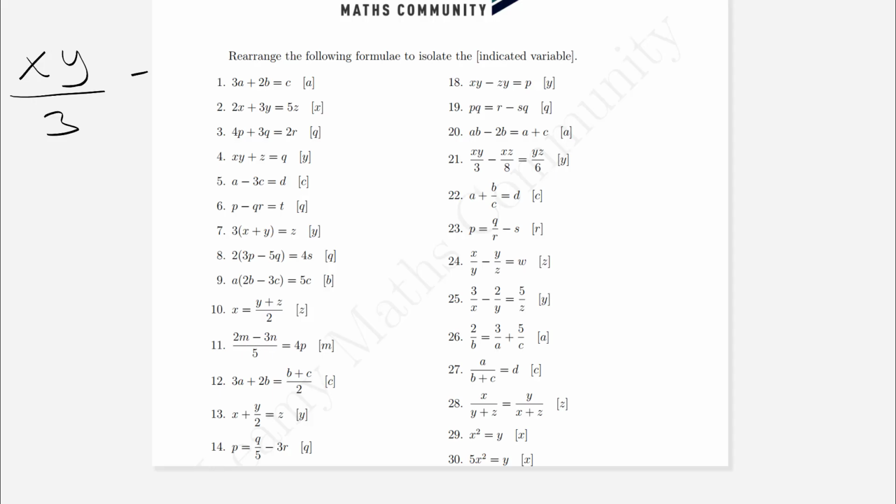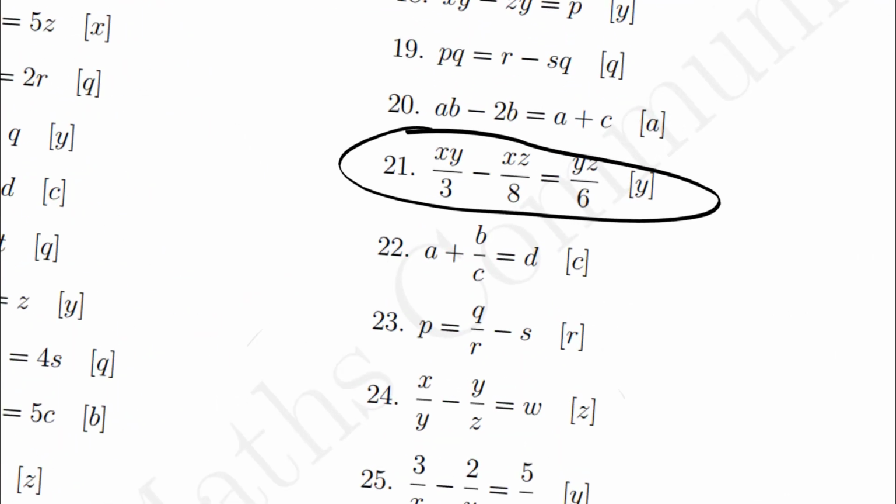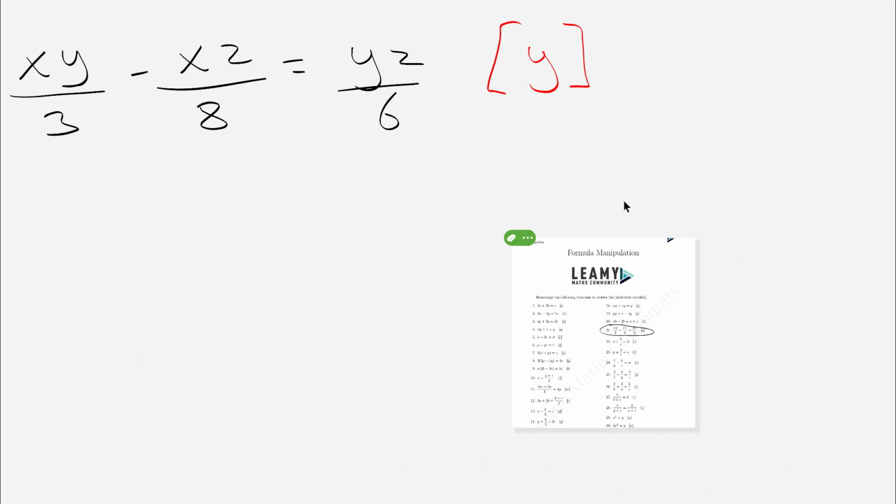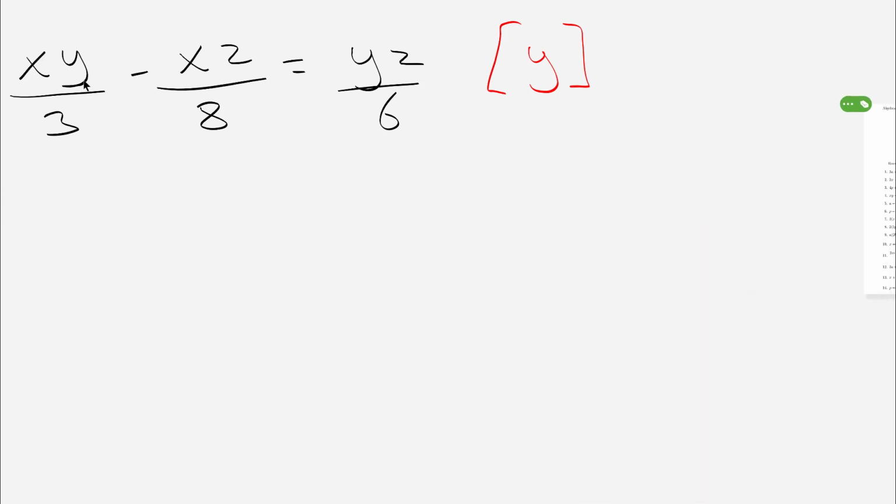Let's look at a more challenging example again. The one I'll have a look at this time is question 21 here. Let's just zoom into this. xy over 3 minus xz over 8 equals yz over 6. Solve for y. Okay, so I've got xy over 3 minus xz over 8 equals yz over 6.